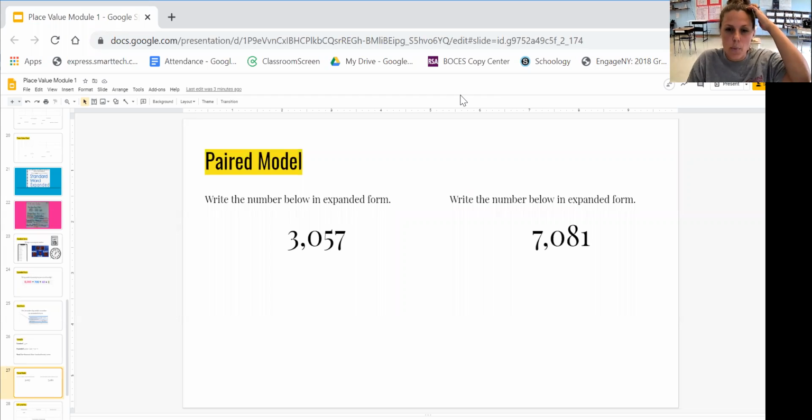Hi, boys and girls. So we're going to do a paired model, which means I'm going to do a step and then you're going to do a step. So make sure you're following along to listen to the different steps that I'll have you do.